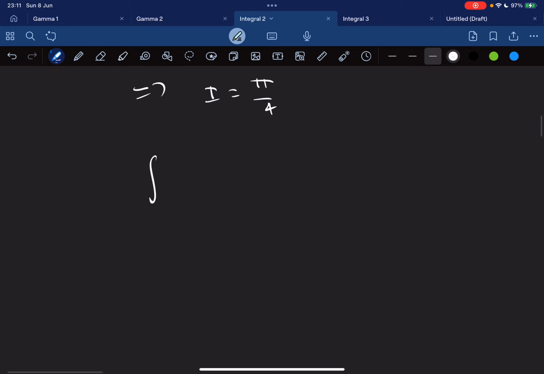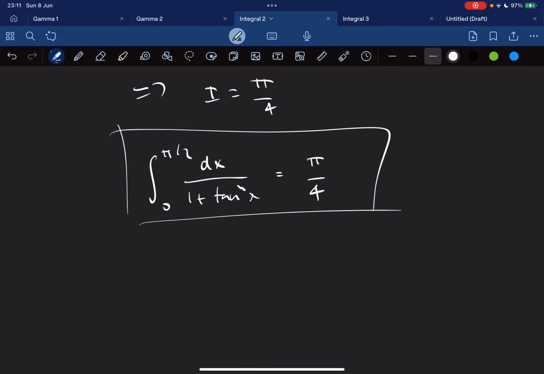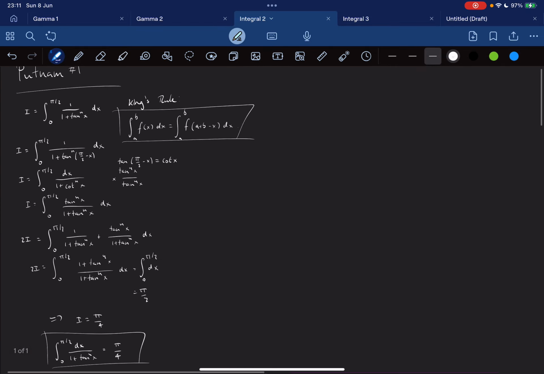So that was a challenging problem. There's not really any other techniques that we can do that solve that problem. But that's from the Putnam exam, so that's a really nice way to solve it.